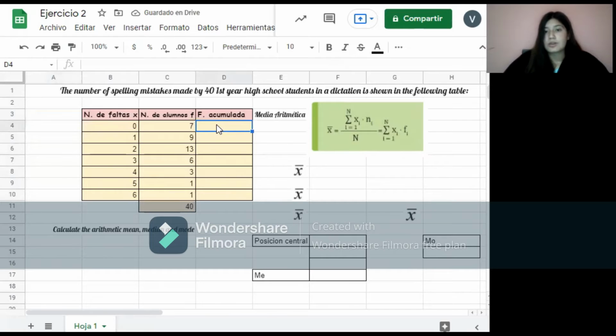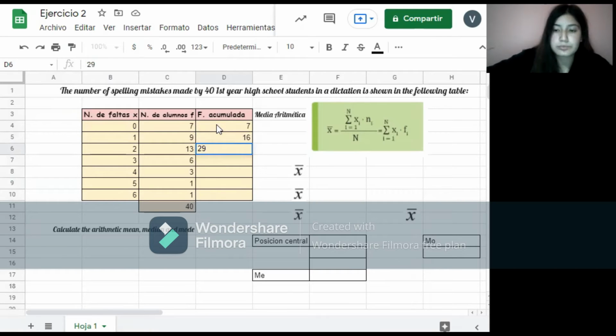Okay? To get the accumulated absolute frequency, we add each value. We will have 7, 16, 29, 35, 38, 39, and finally 40.